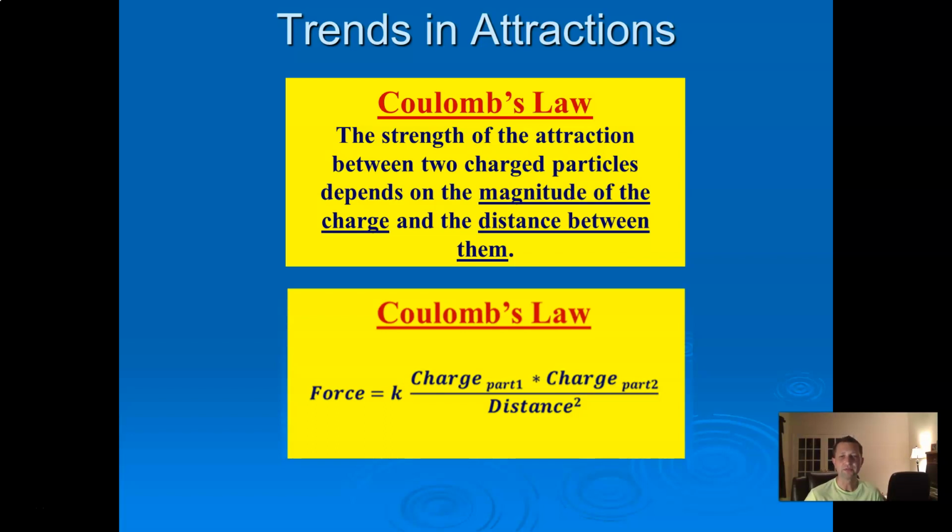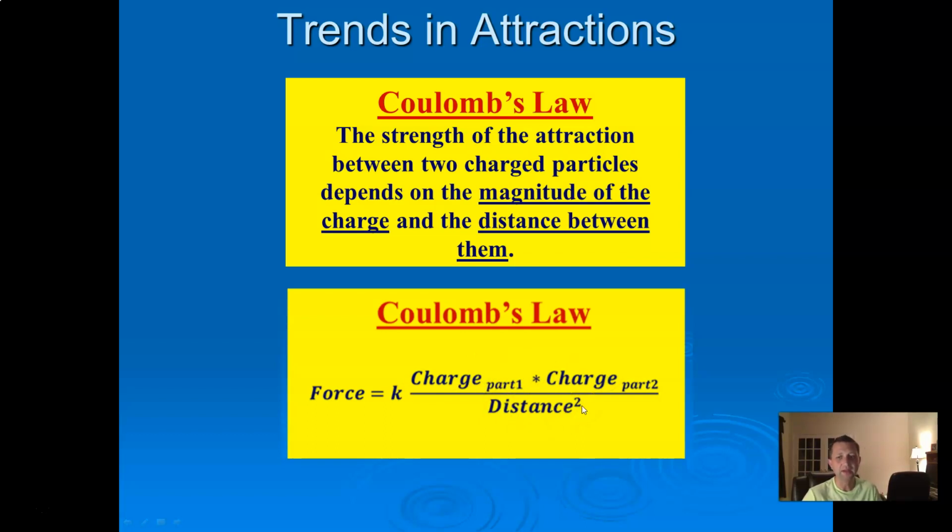Okay? So those are the two components of Coulomb's law, but which one's more important? Which one makes a bigger impact on attraction? That could be determined by looking at the Coulomb's law equation. You don't really need to memorize this, but you need to look at it and be able to figure out what is making a bigger impact here. So the attractive force is equal to K, which is some constant, multiplied by the charge of part 1 times the charge of part 2. Those are your two particles there, your two parts. And that's divided by your distance squared.